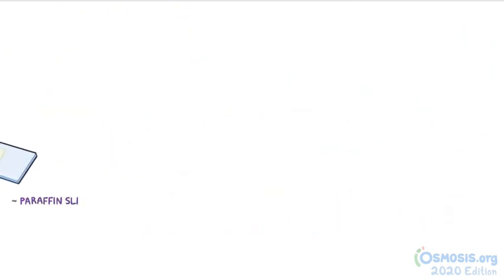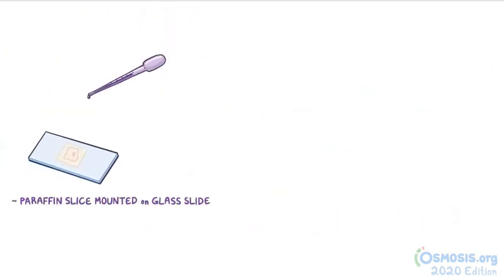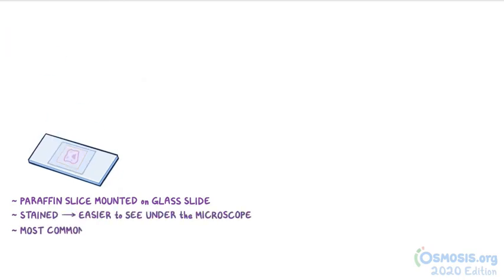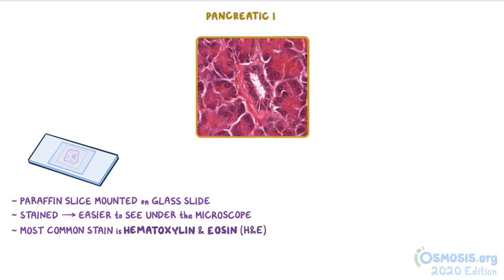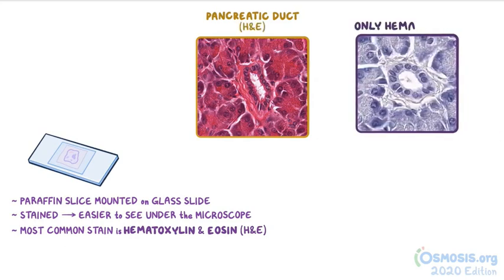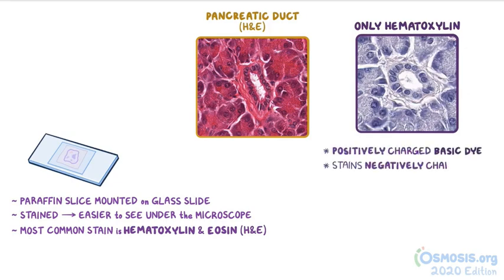Next, the paraffin slice is mounted on a glass slide and the tissue is stained to make it easier to see under the microscope. The most common stain is the combination of hematoxylin and eosin, or H&E for short. This image of a pancreatic duct was stained with H&E, and the image on the right was stained with only hematoxylin. Hematoxylin is a positively charged basic dye and will stain negatively charged structures purple or dark blue.